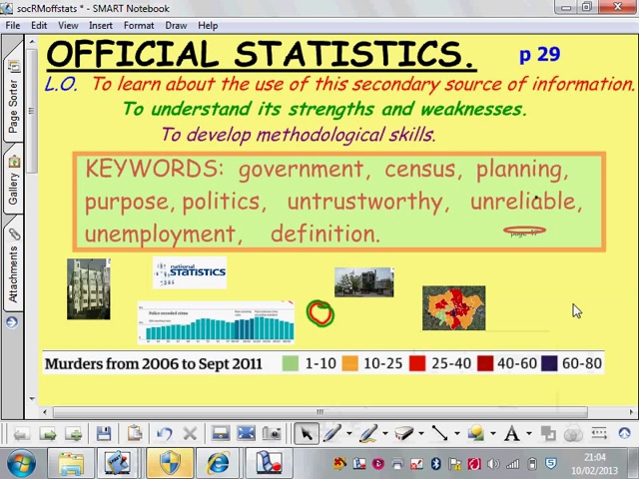Okay, our next lesson on research methods, we're going to look at official statistics. We're on page 29 in the book. So we're going to learn about this secondary source information. And secondary means you haven't collected it. Secondary source information, i.e. official government stats, you didn't collect them, somebody else did. We understand its strengths and weaknesses, what's good about using these, what's bad about using them.